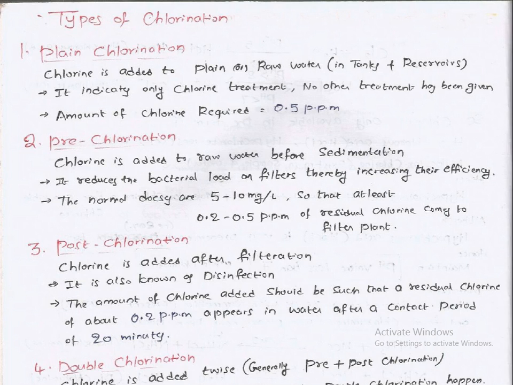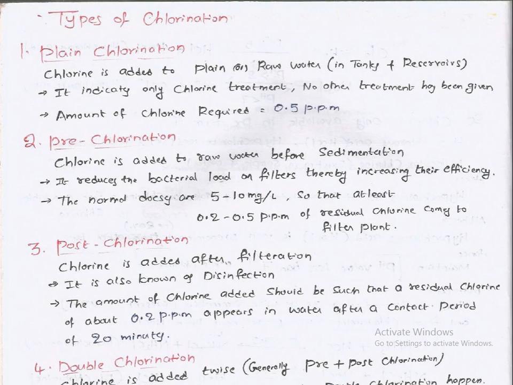Post chlorination: chlorine is added after filtration. It is also known as disinfection. The amount of chlorine added should be such that a residual chlorine of about 0.2 parts per million appears in water after a contact period of 20 minutes. Double chlorination: chlorine is added twice, generally pre and post chlorination. If pre-chlorination is done simultaneously, double chlorination happens.